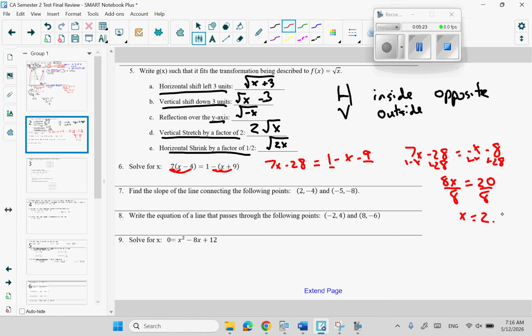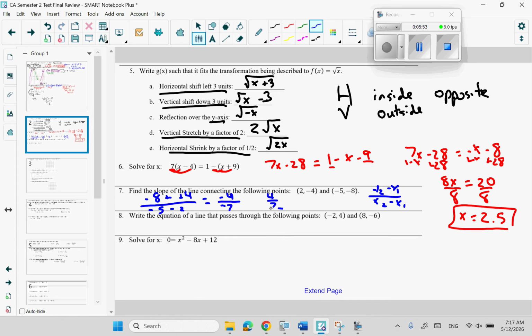Find the slope. Slope being y2 minus y1 over x2 minus x1. So negative 8 minus negative 4 over negative 5 minus 2, so I'm going to get negative 4 up top, negative 7, so we get positive 4/7 because negative divided by negative is a positive.